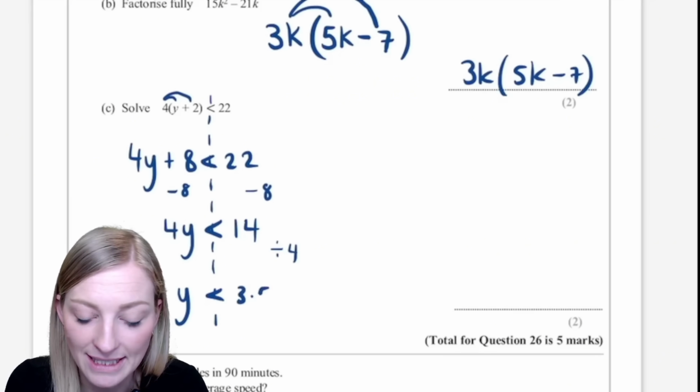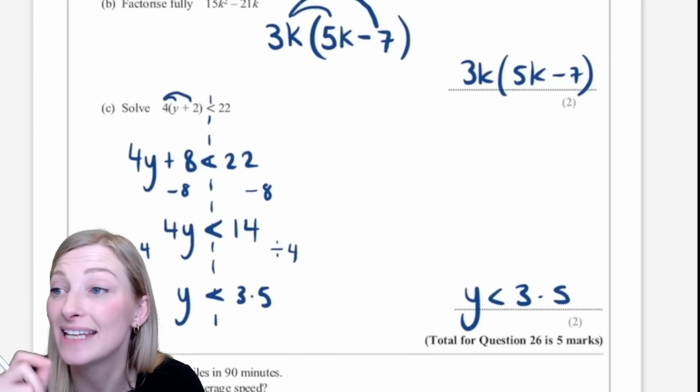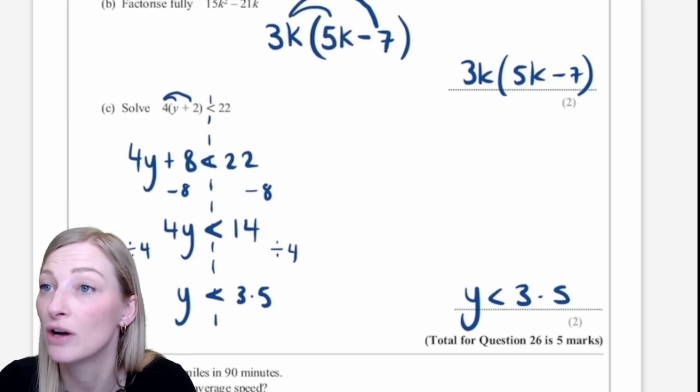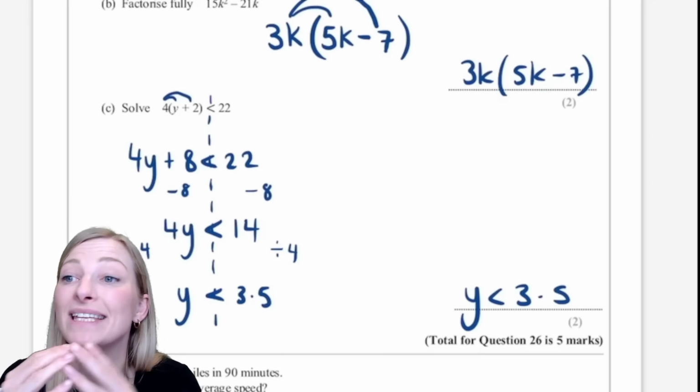So y is less than 3.5, and you need to make sure that inequality symbol is in your answer. You can't just put 3.5 on the answer line. It's not an equation, it's an inequality, so it's important that y is less than 3.5.